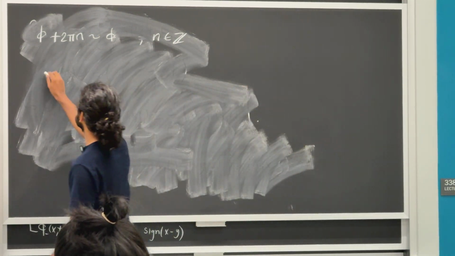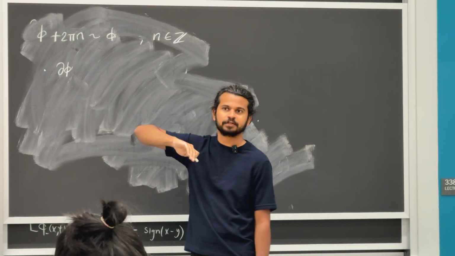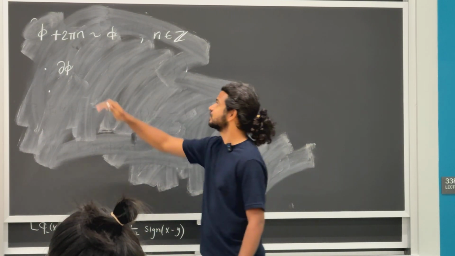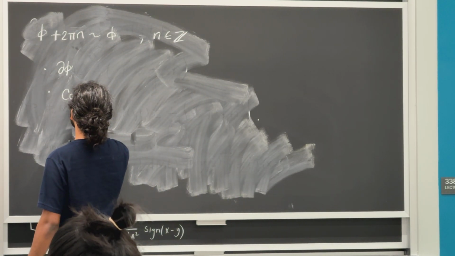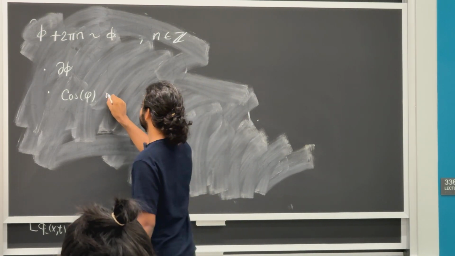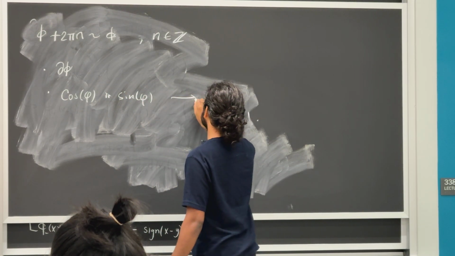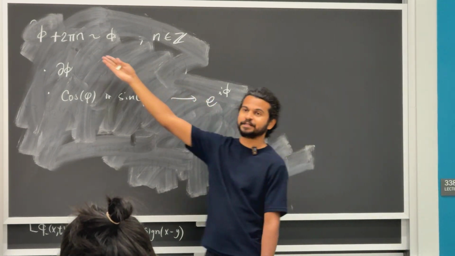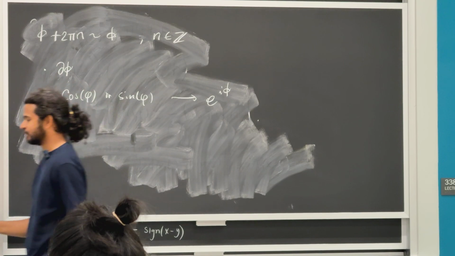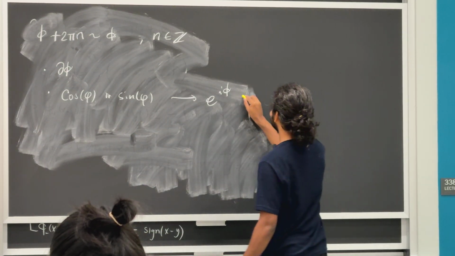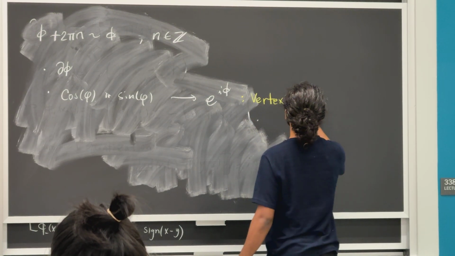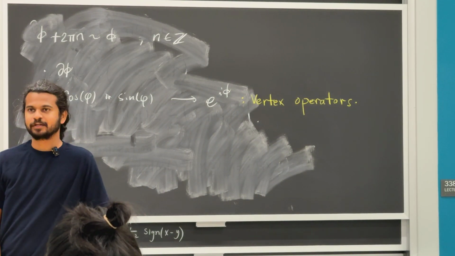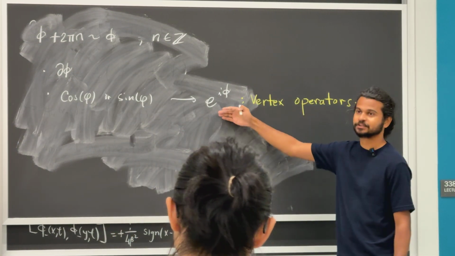What would be a well-defined operator is, for example, d phi. Then that gets rid of these constant issues. Or something that respects this periodicity, for example cos phi or sin phi, or in general e to the i phi. These respect this periodicity, and this has a special name, and this comes from string theory again. These are called vertex operators. So we will declare that we are going to be looking at the correlation functions of these vertex operators.